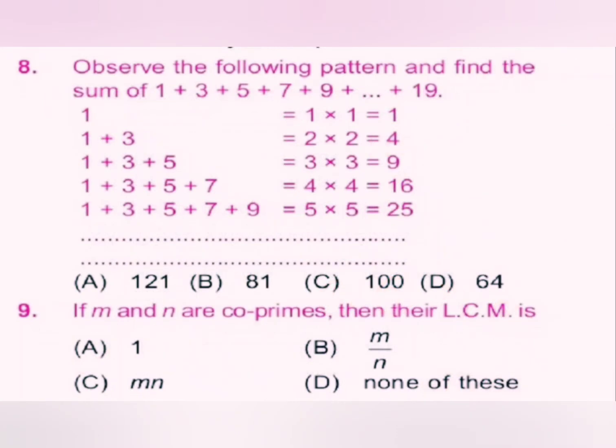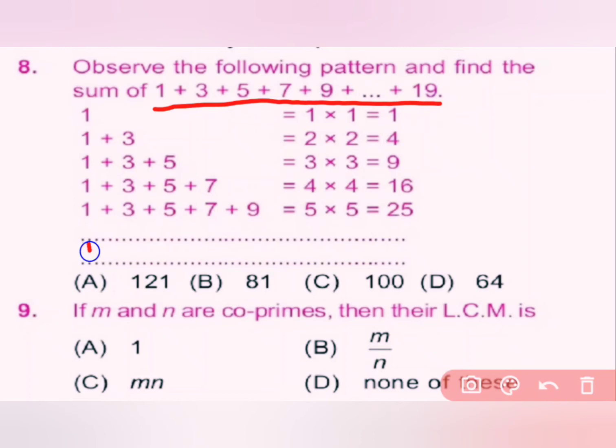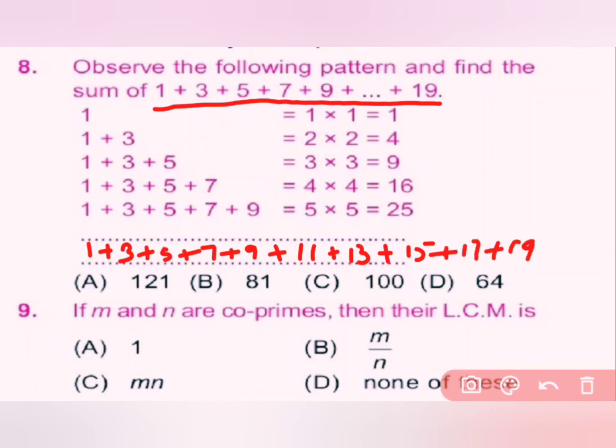Question number 8. Observe the following pattern and find the sum of 1 plus 3 plus 5 plus 7 plus 9 plus dash dash dash plus 19. Here given the sum of odd number up to 9. Means what will come here? 1 plus 3 plus 5 plus 7 plus 9 plus 11 plus 13 plus 15 plus 17 plus 19. Total of this is 100 and 100 means 10 into 10. So C is the right answer.